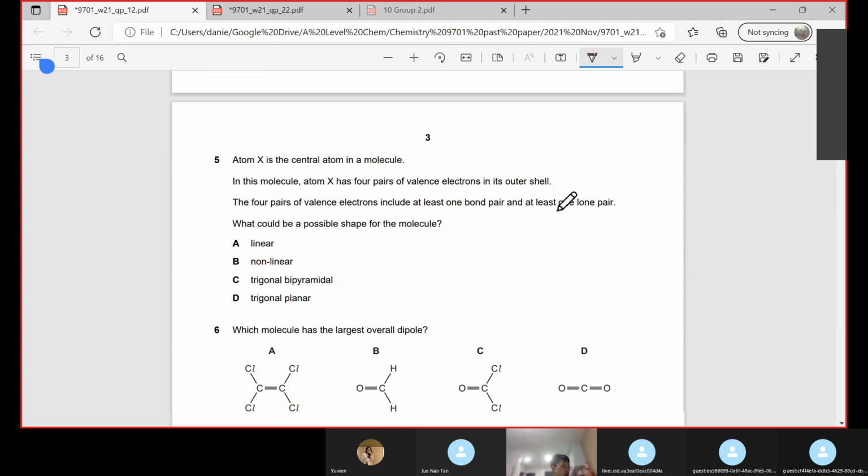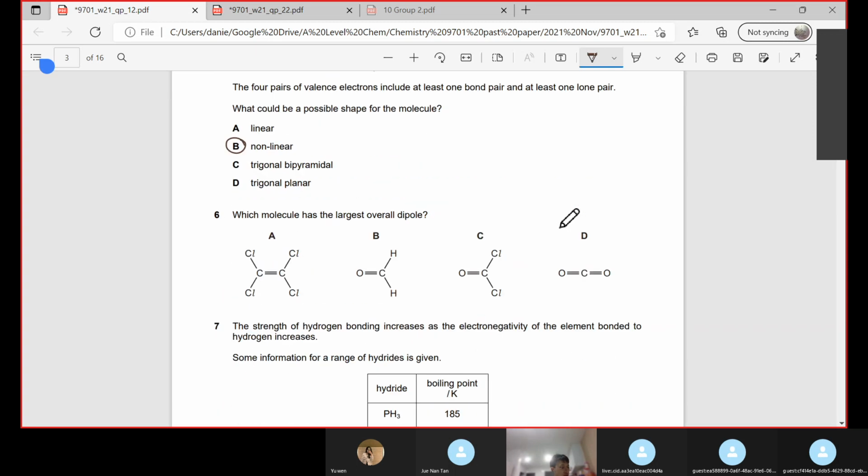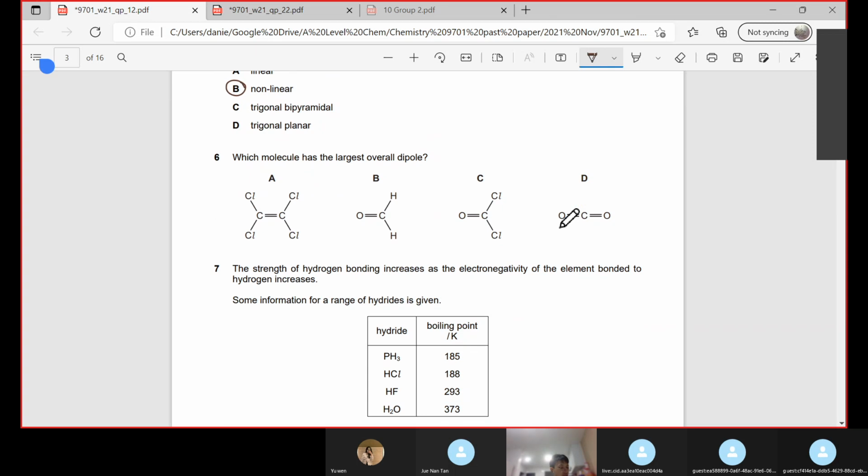Okay, number 5, the answer is non-linear. This one you can draw by yourself. Number 6, which molecule has the largest overall dipole? Okay, this one I think A and D you were definitely out already, right? This is one of the practice questions in the notes, I remember.